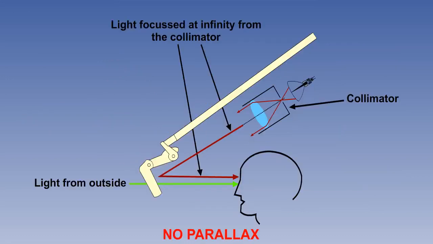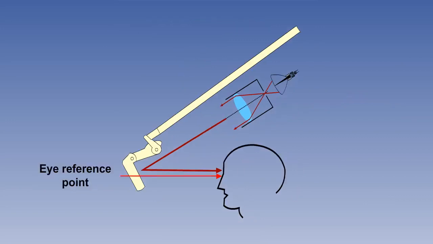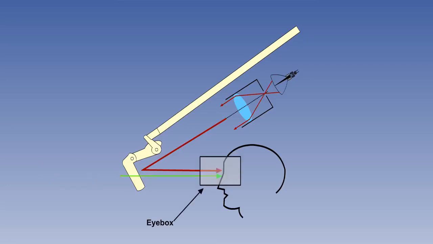A secondary advantage is that there is no parallax. Parallax on normal instruments is simply caused by viewing the instrument from slightly to one side instead of from the front. Because the light path from the combiner is so directional, it is important that it is correctly positioned to meet the pilot's eyes. The ideal position for the image to meet the eye is called the eye reference point. However, there is some scope for head movement.